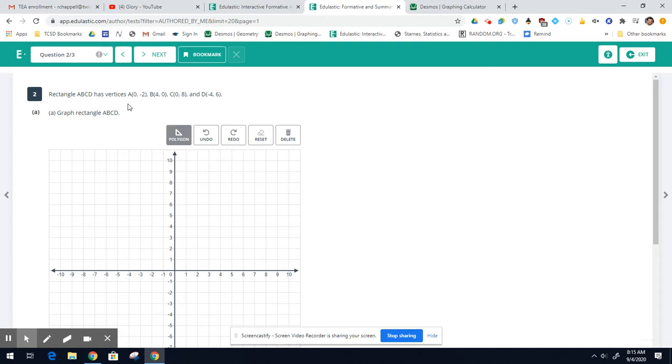So here's my polygon tool. So for A, I don't move off of the origin in the x direction, but then I go down 2. There's A. (4, 0). That means I go right 4, but then I don't go up or down. There's B. (0, 8). That means I don't go left to right, but I go up 8. There's C. And then (-4, 6). Left 4, up 6. Boom. Don't forget to come back to A. And there's your rectangle.